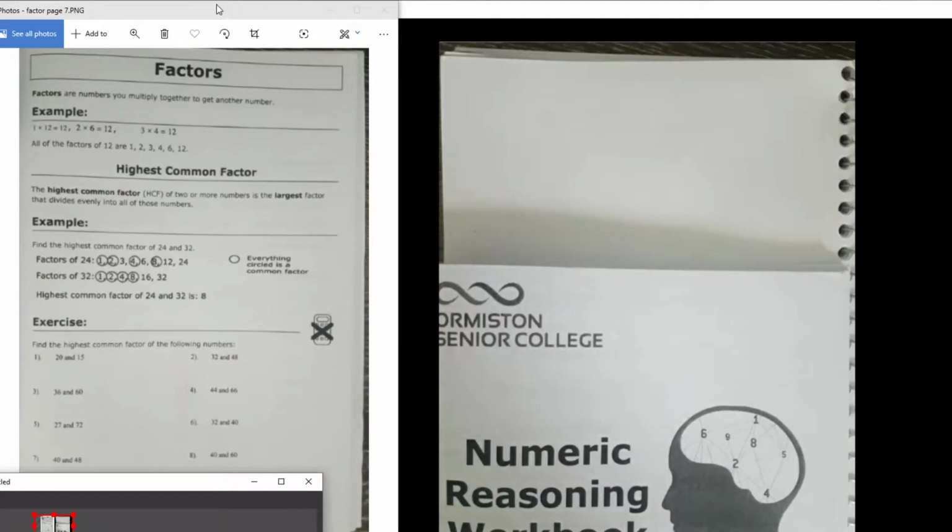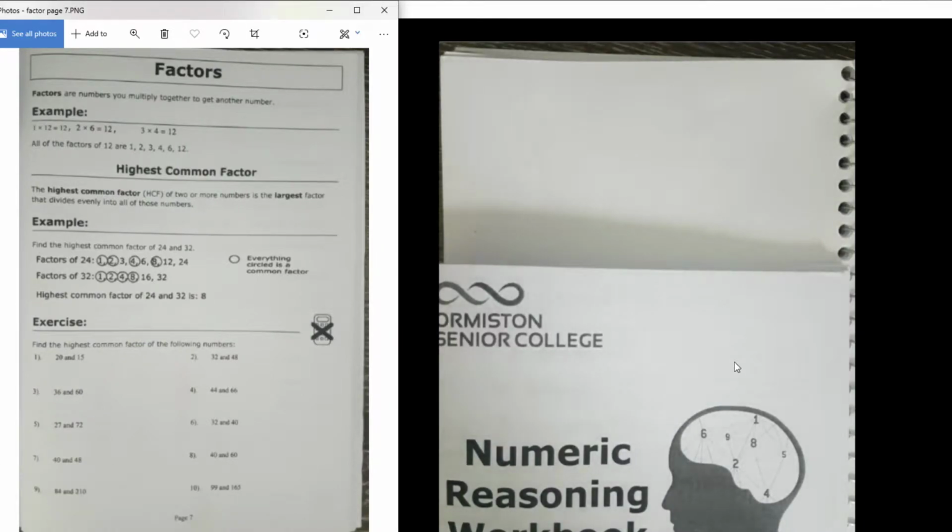Kia ora guys, we're having a look at page 7 of the Numeric Reasoning Workbook. We're going to have a look at factors and how to find the highest common factors.